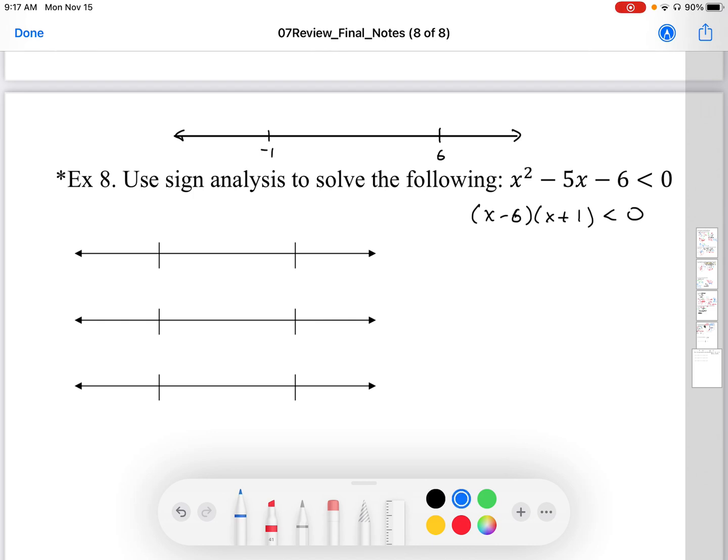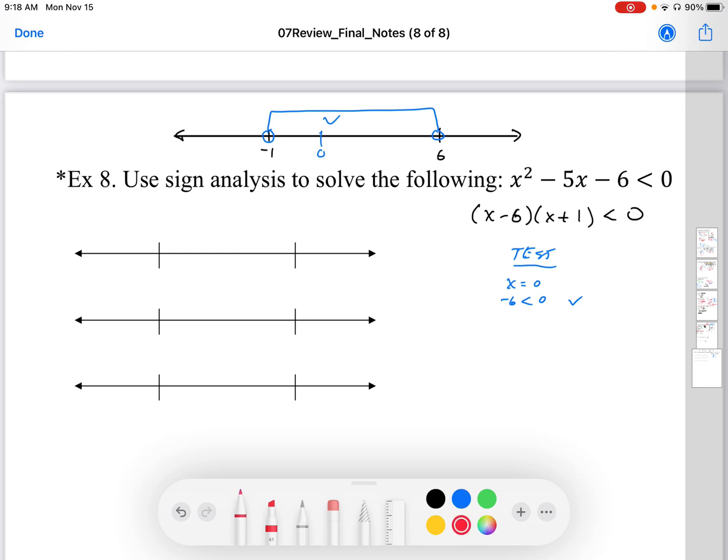And we can just test our solutions. We can test solutions by testing coordinates. For example, 0. So we can test x equals 0. We're going to end up with negative 6 less than 0. That's a check. So we can probably make a fairly strong assumption that this is my solution in here.